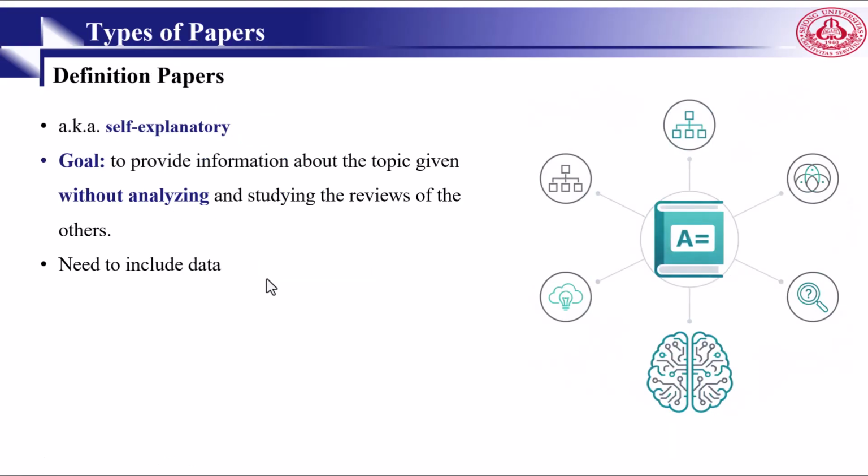The definition research paper is also known as self-explanatory because in this type of research paper, you don't need to support one side nor to stay neutral. The only goal is to provide information about the topic without analyzing and studying the reviews of different researchers at all. You can include different data from different sources even without studying them truly.